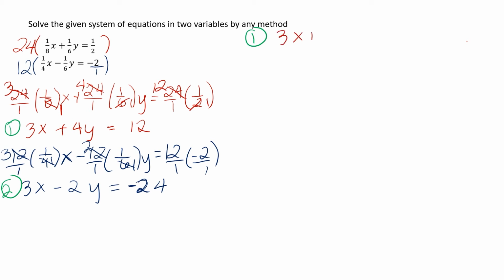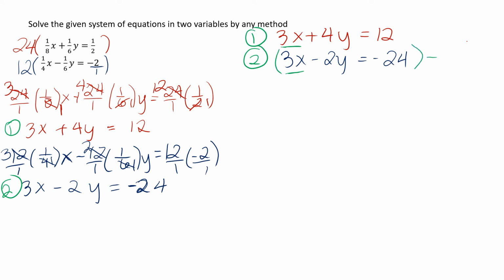3x plus 4y equals 12, and then I'm going to write 2 right underneath it. 3x minus 2y equals negative 24. Okay, so what I want to do, if I want to do elimination, is I need one a positive, one a negative, and I need them to be the same number. Well, I already have that with x. Now I just need one of them to be positive and one of them to be negative. So I'm going to multiply my second one times negative 1.